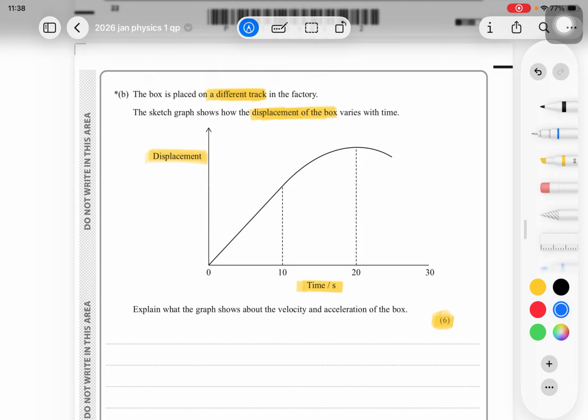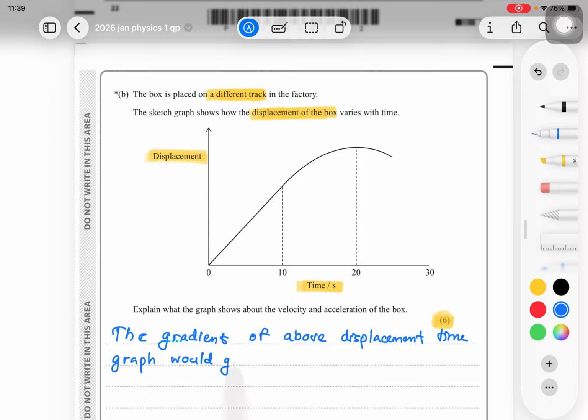Always think about 6-markers. You might know these things, but you better explain them. That's what they're going to look for. So the very first thing, the gradient. I'm going to say that the gradient of a displacement-time graph would give us the velocity.